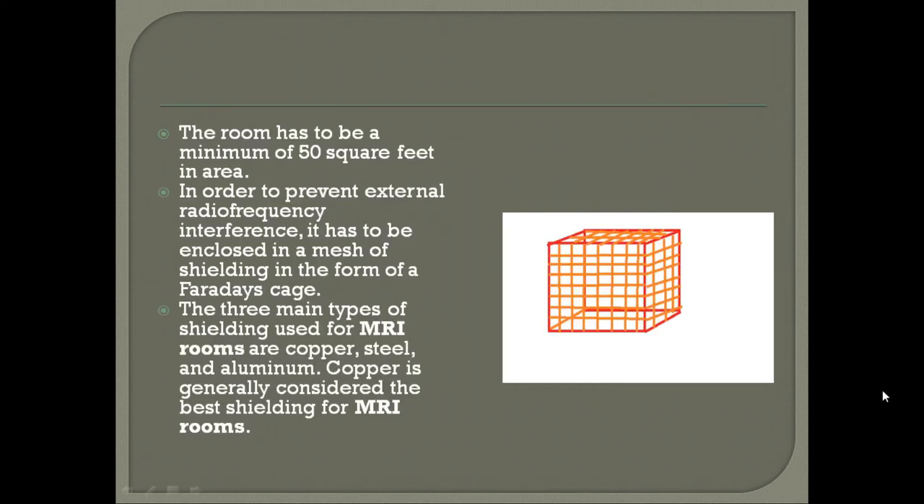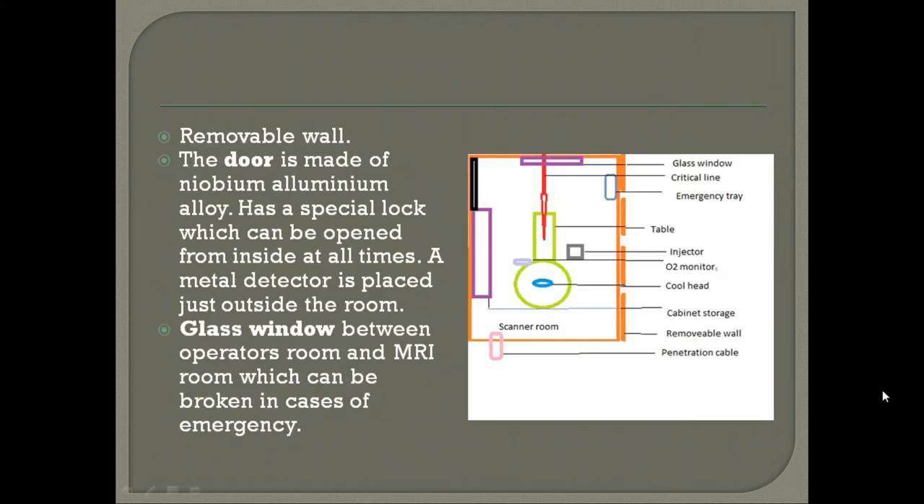The room has to be a minimum of 50 square feet in area. In order to prevent external radio frequency interference, it has to be enclosed in a mesh of shielding in the form of a Faraday cage. The three main types of shielding used for MRI rooms are copper, steel, and aluminum. However, copper is generally considered the best shielding for MR rooms. The external wall of the MRI room is removable to facilitate the installation of the MR machine.